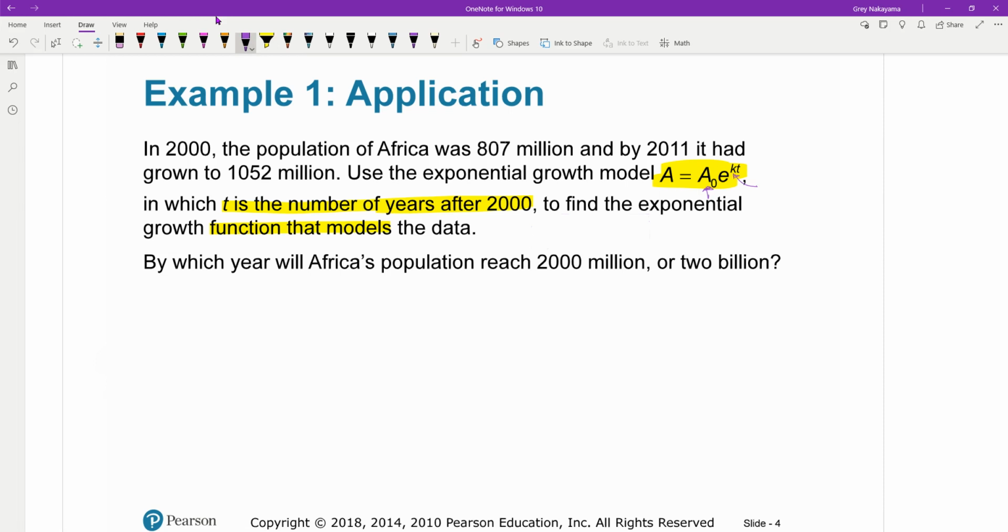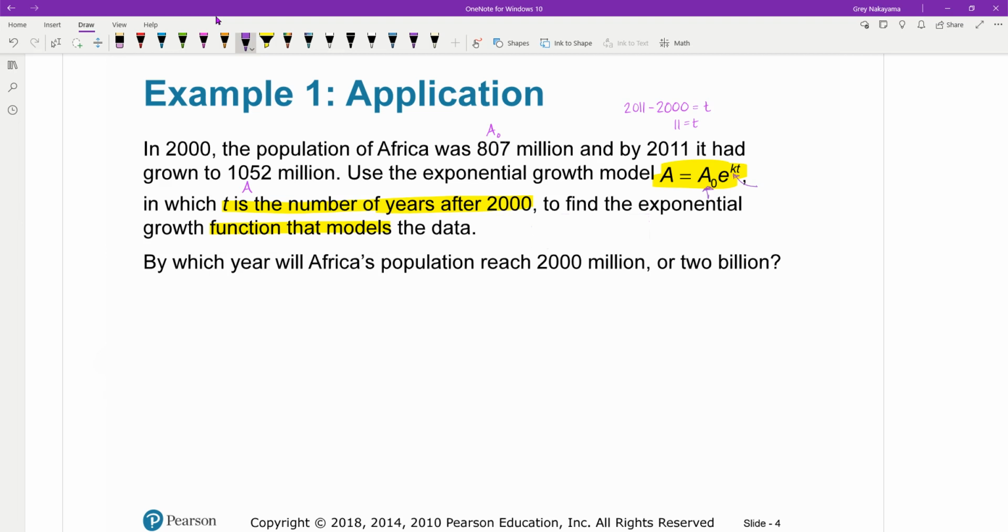So when you read it, a sub 0 is the initial population. Well, they just told us in 2000 that the population was 807 million. So that's my a sub 0. And they tell me the ending population, which in this case is another number, so that's my A value. And I can find t. I know t because I know this happened in 2011. So 2011 minus 2000 is going to be 11, and so t is equal to 11 in my problem.